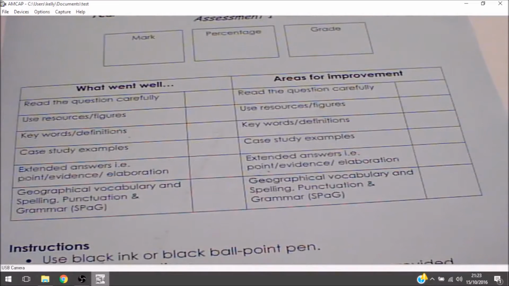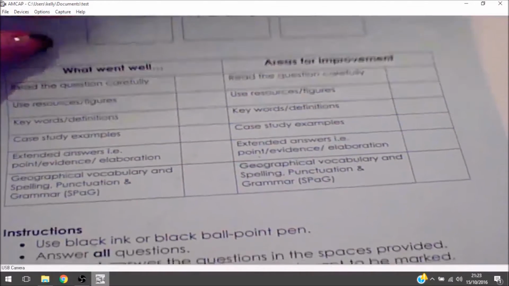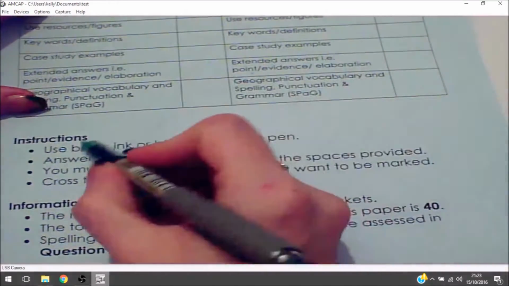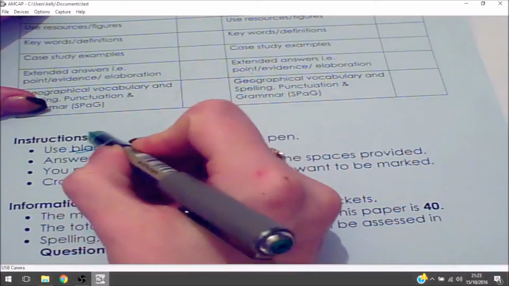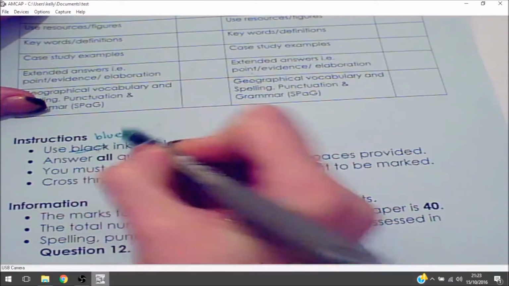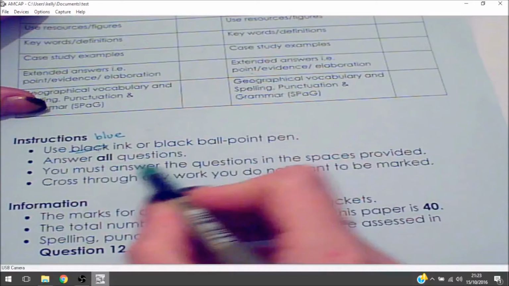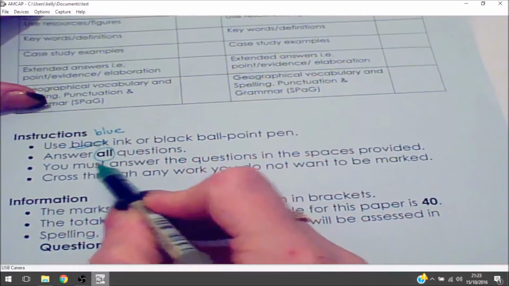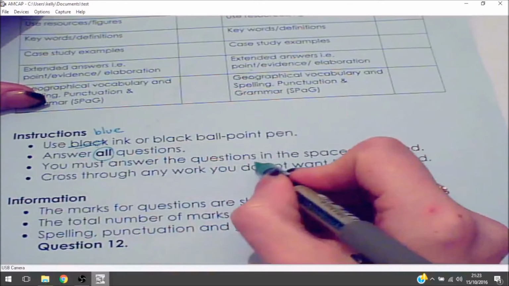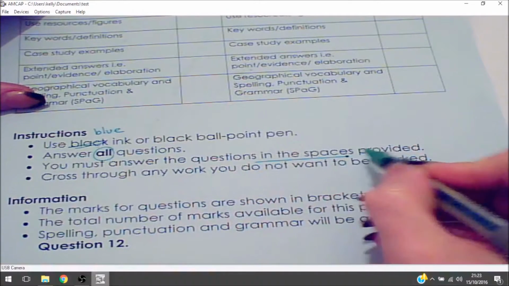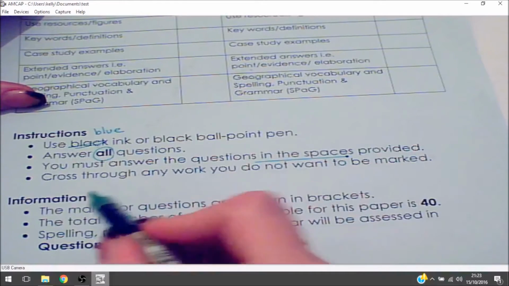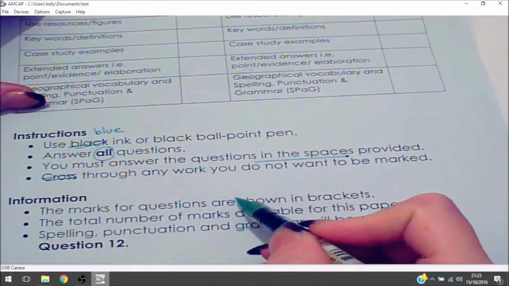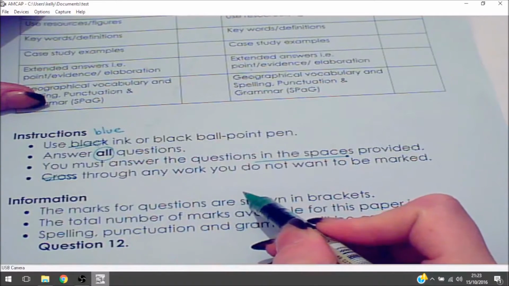Okay, so if we just look at the instructions for your assessment, there's actually a mistake on the front of the paper, so I'm going to correct it here. So you've got to use either blue or black ink. You've got to answer all the questions. You've got to answer the questions in the spaces provided. We can't stress this enough because otherwise you won't get the marks. And if for whatever reason you make a mistake, just cross through any work that you don't want to be marked.